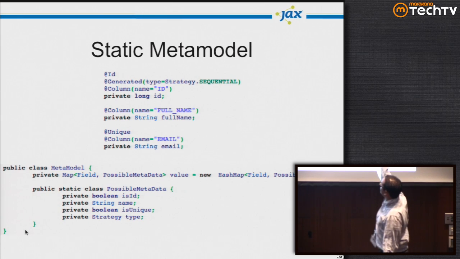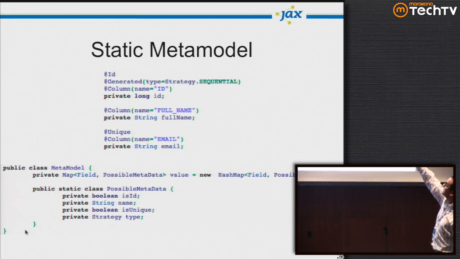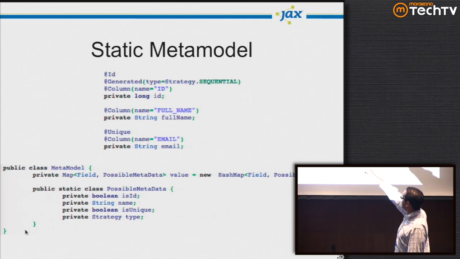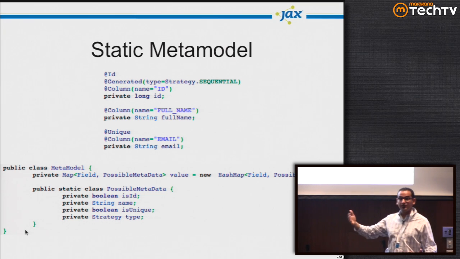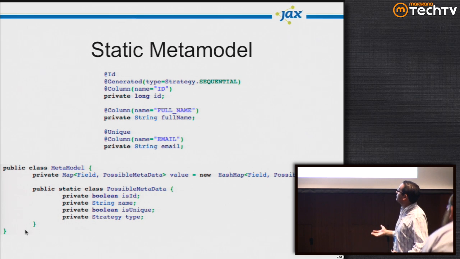So right here, we have certain fields, for example. We have a private long id that is annotated with @Id. It has @Generated, which is another annotation that tells you how the value of that particular ID is generated. We have a column name associated with ID. The second one is fullName, which only has @Column. The third one is email, and it's annotated with @Unique, and @Column has email right there. So we have 3 fields that have different combinations of annotations.